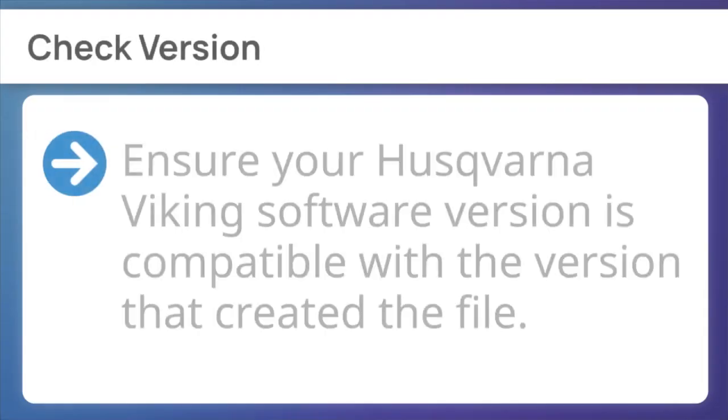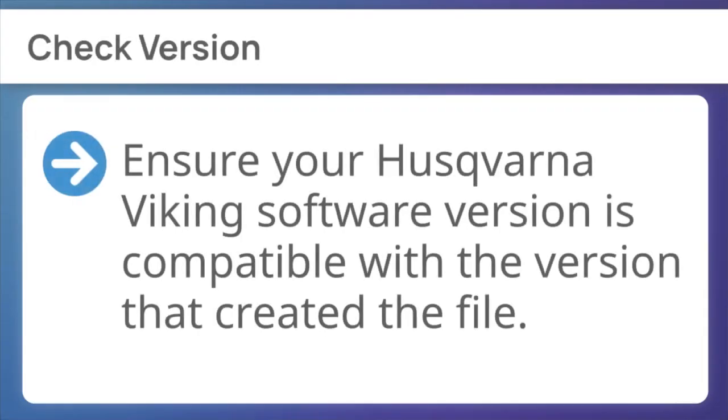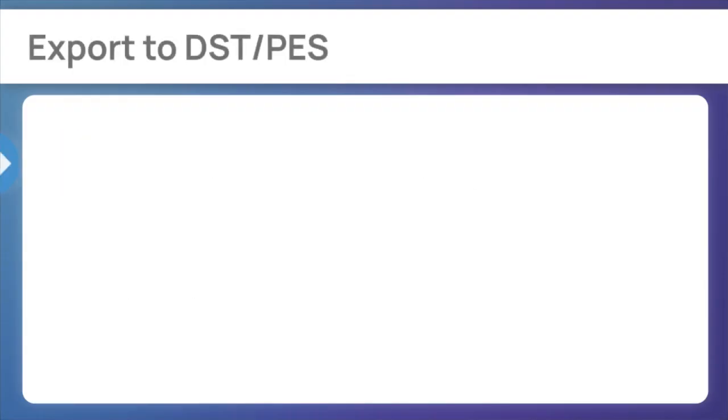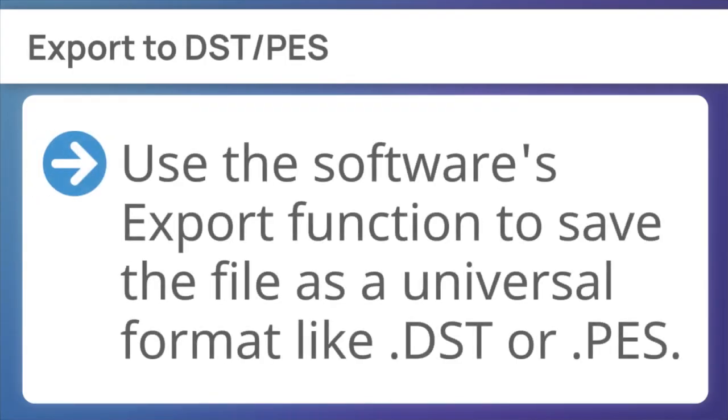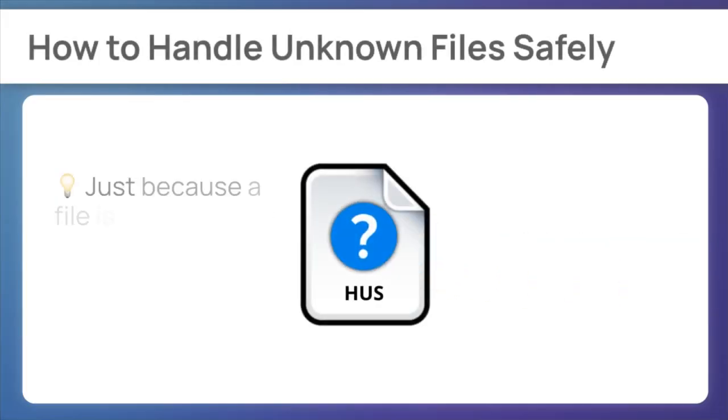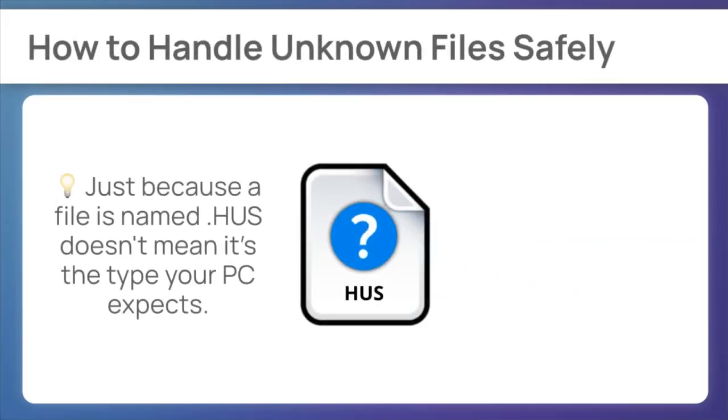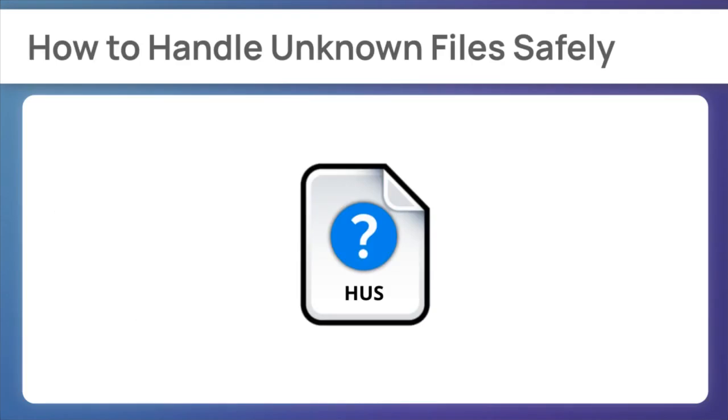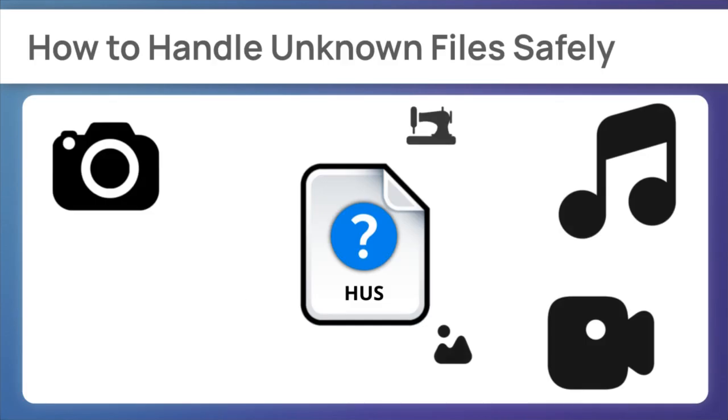Next, check version. Ensure your Husqvarna Viking software version is compatible with the version that created the file. Finally, export to DST or PES. Use the software's export function to save the file as a universal format like .dst or .pes. If those HUS compatibility checks failed, it is often because the specific extension name is shared by dozens of different software developers for completely unrelated tasks.